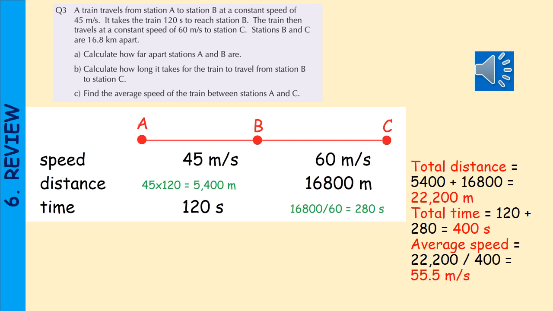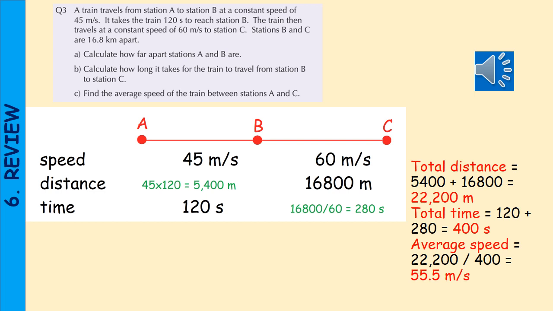The question is going to give you some of that information, and you're going to have to work out the rest. So you are given from A to B, you're given a speed and you're given a time. So we can work out the distance by multiplying those 2 together. And then on the other side there, from B to C, we're given the speed and we're given the distance.